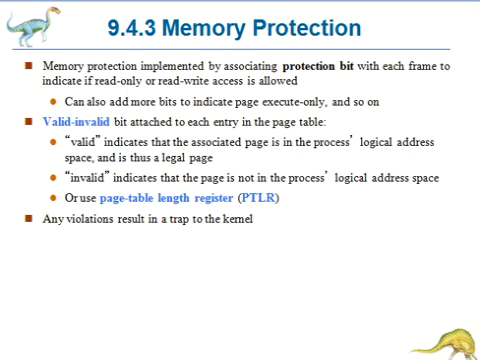One more bit is generally attached to each entry in the page table, that is the valid-invalid bit. When this bit is set to valid, this value indicates that the associated page is in the process's logical address space, and is thus a legal, that is valid, page. If the bit is set to invalid, this value indicates that the page is not in the process's logical address space. Illegal accesses are trapped by using the valid-invalid bit. The operating system sets this bit for each page to allow or disallow access to that page.